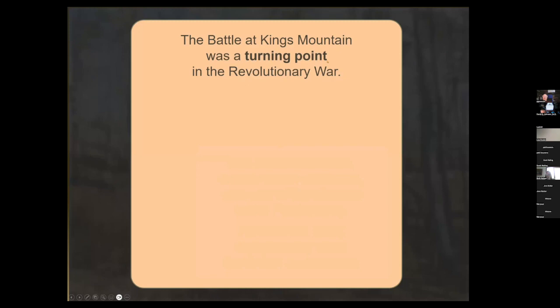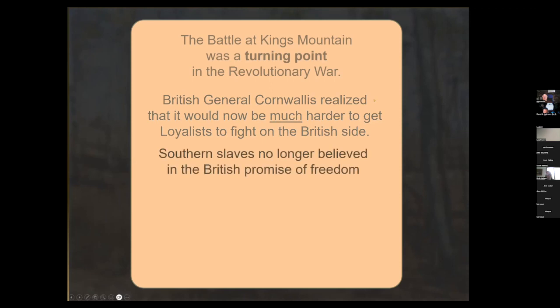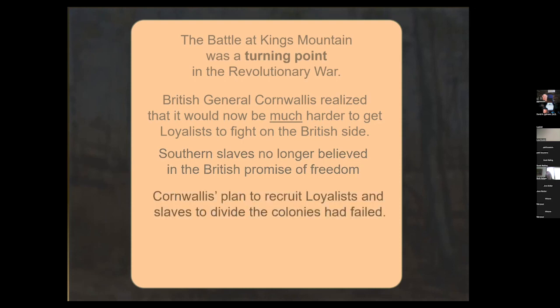The Battle of Kings Mountain was a turning point. British General Cornwallis now realized that it would be much harder to get loyalists to fight on the British side. And when that happened, his army shrunk by 2/3. Southern slaves no longer believed in the British promise of freedom, so they deserted en masse. Cornwallis's plan to recruit loyalists and slaves to divide the colonies had failed completely.